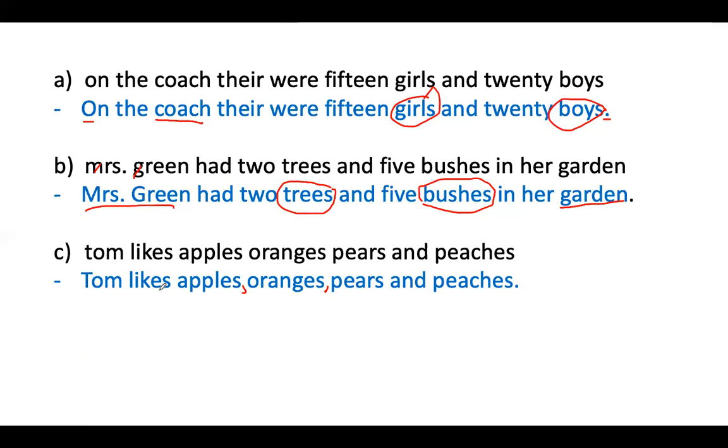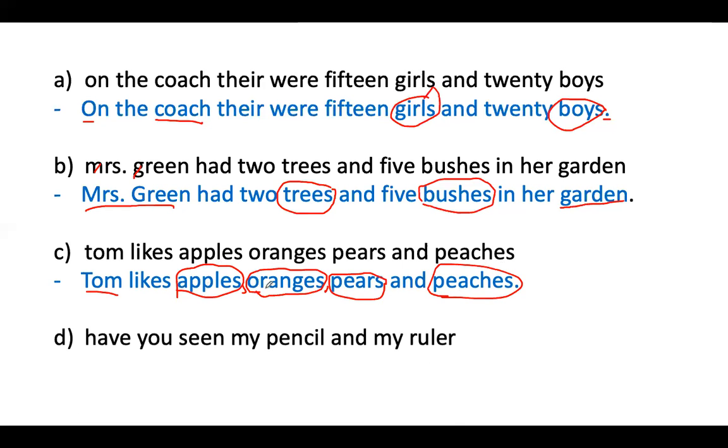Underline the singular nouns here. Tom. Tom is the singular one, so underline it. Rest of all are plural nouns. Apples is a plural noun, so let's just circle it. Oranges again is a plural noun. Let's just circle it. Then comes pears. Pears again is a plural noun. Circle it. And then comes peaches. Peaches is also a plural noun. Circle it. We have done it as well. Moving on to the last one.